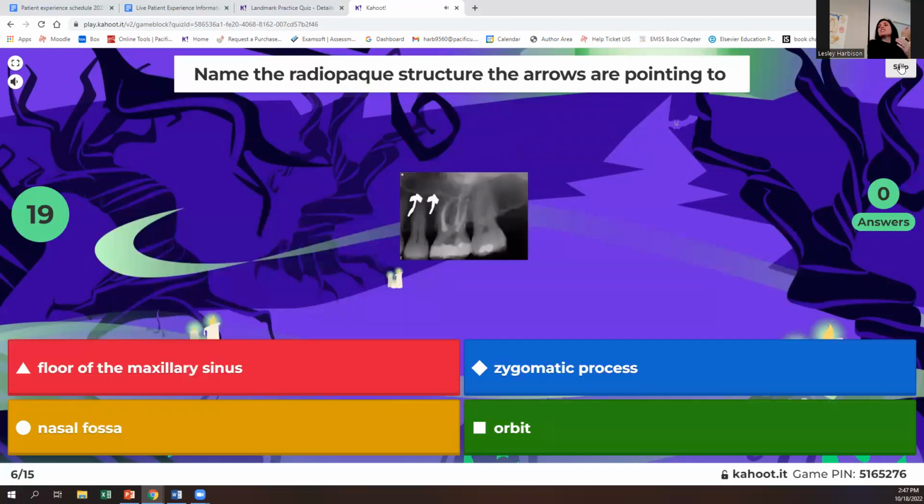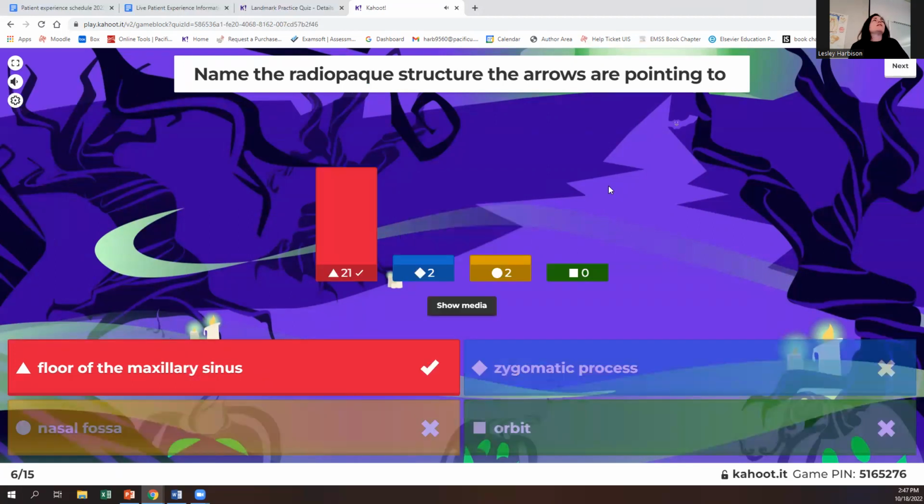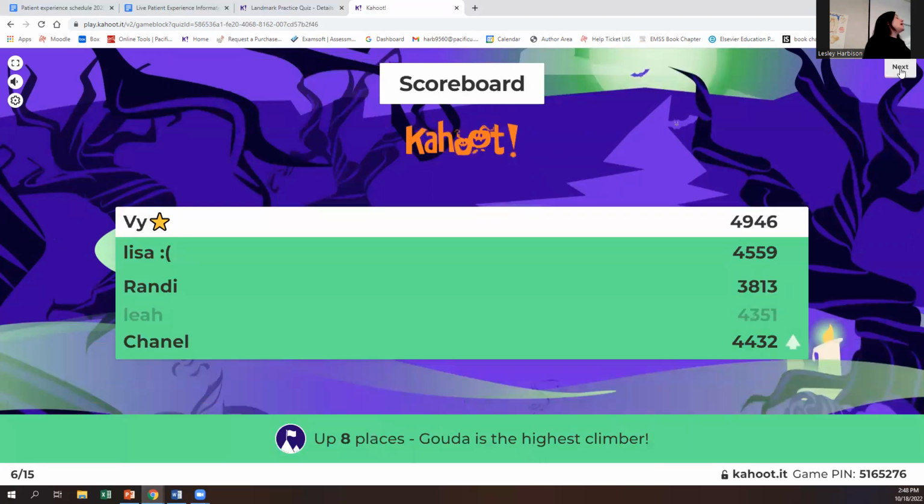Name the radiopaque structure the arrows are pointing to. So now we're up here. We're looking at this. I know it's kind of light and small, but we're looking right through here. Radiopaque. So if it's radiopaque, what kind of structure is it probably pointing to? If it's the bone, so if it's the floor of the maxillary sinus, it's going to be radiopaque. If it's the cavity, it'll be radiolucent.